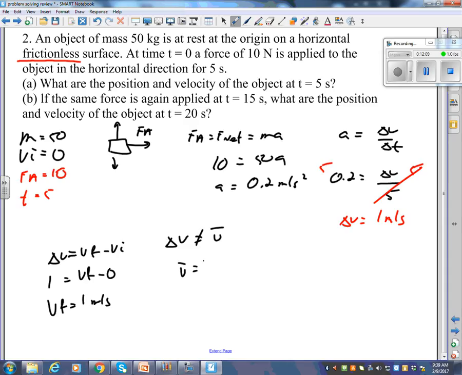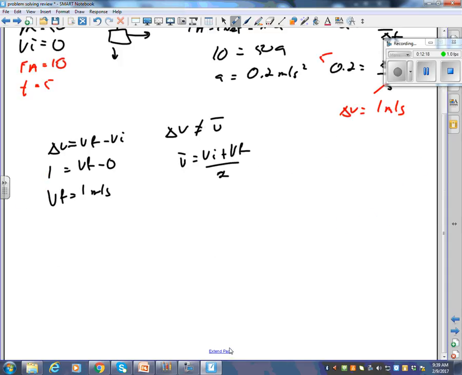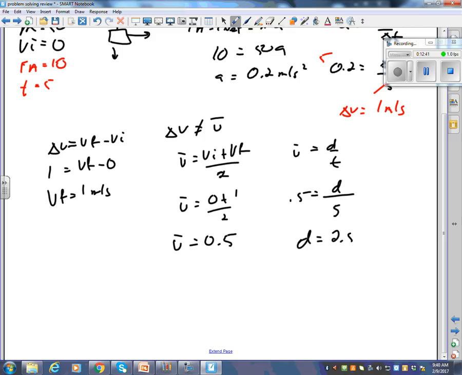Anyways, v bar is vi plus vf over 2. And again, tomorrow, once you get all these fancy new formulas, all this is going to be a whole lot easier. Initial was 0, final was 1, divided by 2. So the average is 1 divided by 2, or 0.5. And now I can go v bar equals d over t, 0.5 equals displacement over time. How much time was it? 5 seconds? All right. So it travels 2.5 meters.